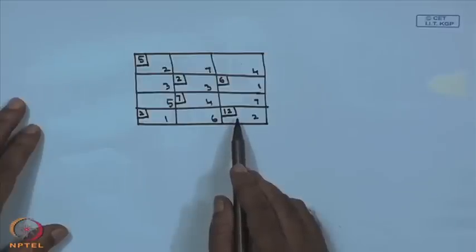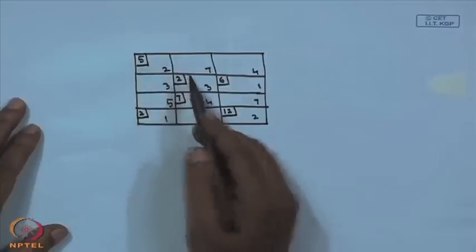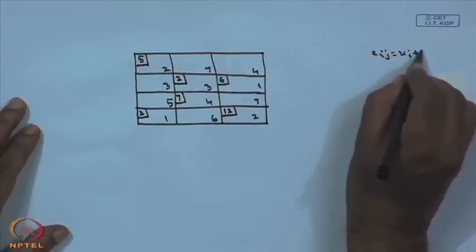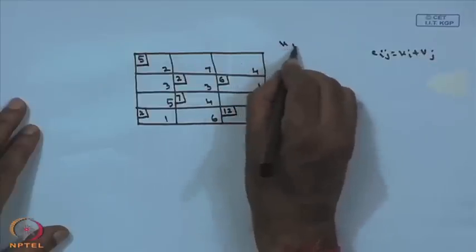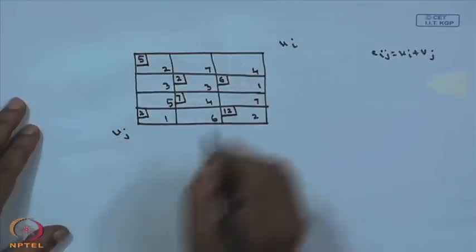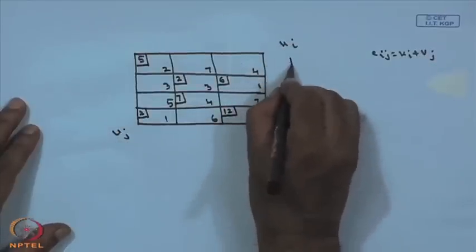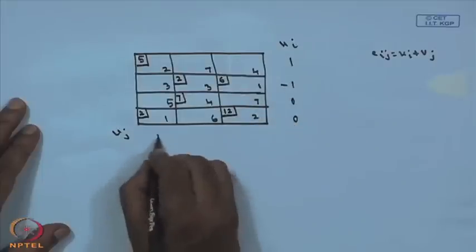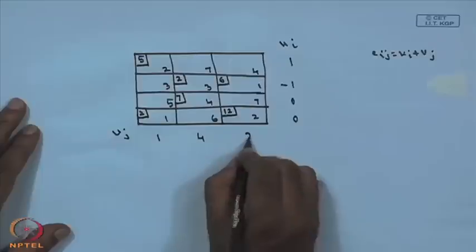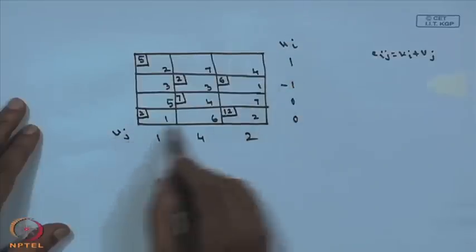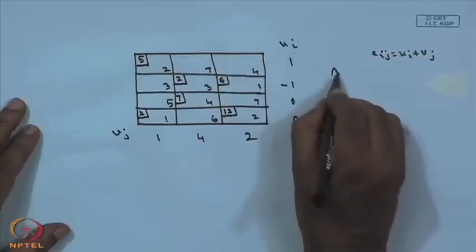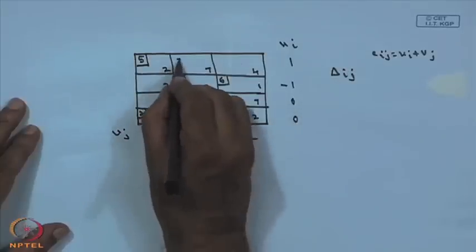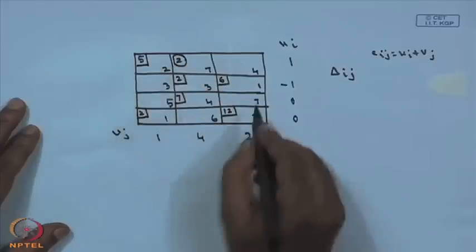Once I have made new allocations for the occupied cells, again you have to calculate C_ij equals U_i plus V_j, and you have to tell what the values of U_i and V_j are. I am directly writing the values of U_i as 1, -1, 0 and 0, and V_j will be 1, 4 and 2. Once I obtain this, for unoccupied cells you calculate delta_ij equals C_ij minus (U_i plus V_j). You can calculate it and check it afterwards.